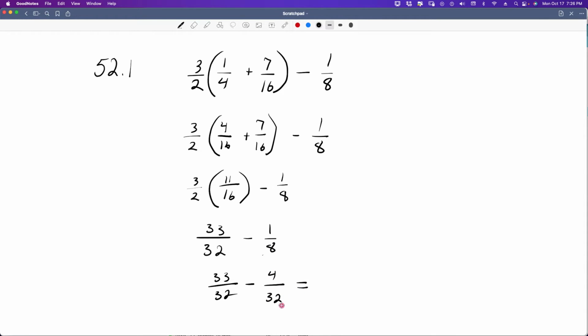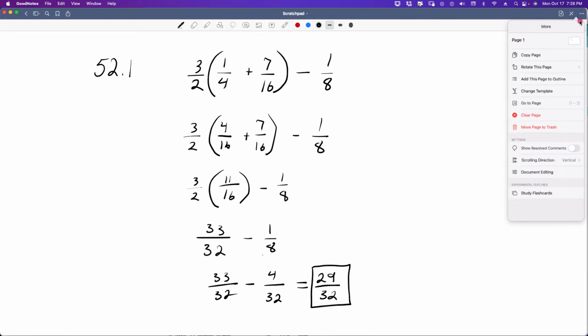So now we can solve this problem. 33 minus 4 is going to be 29 over 32. And because 29 is a prime number, we cannot reduce this at all. So this would be our answer and what we would type into the system. All right, let's look at 52.2.